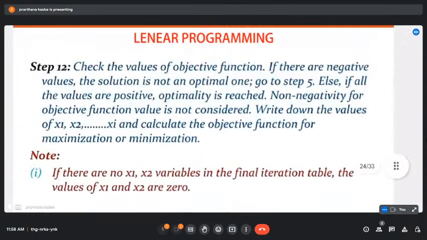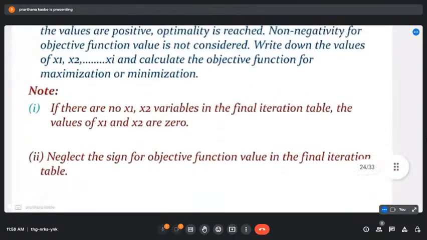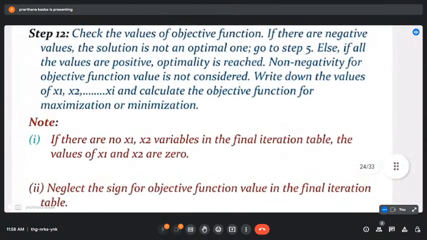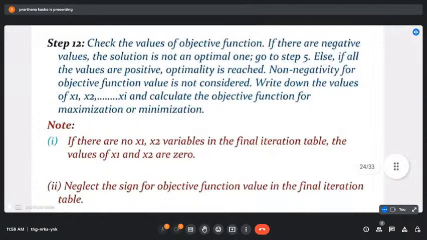This is the last step, that is, check the values of the objective function. If there are negative values, the solution is not an optimal one. Go to step 5; else if all the values are positive, optimality is reached. The non-negativity objective function value is not considered.